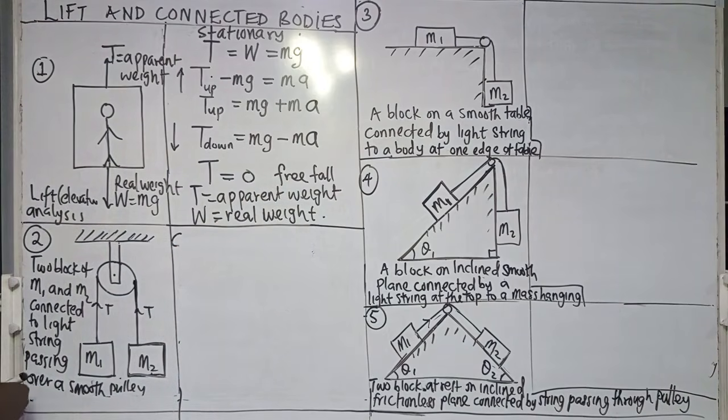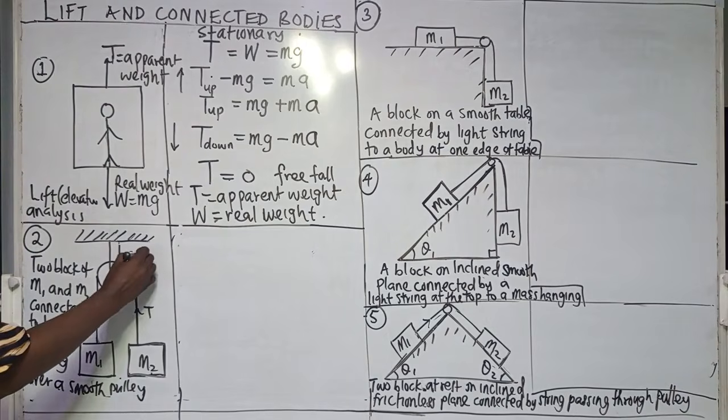Now let's go to the next one. Two blocks of mass M1 and M2 are connected by a light string passing over a smooth pulley. Now, this pulley is smooth.